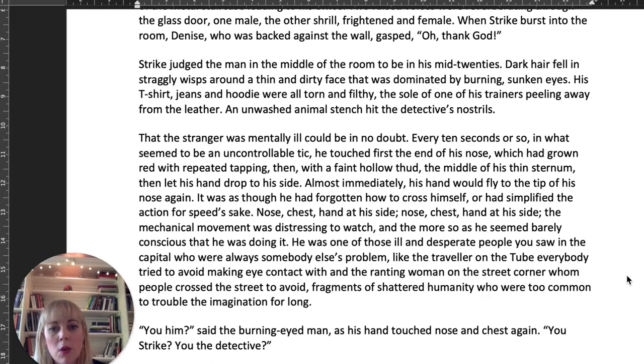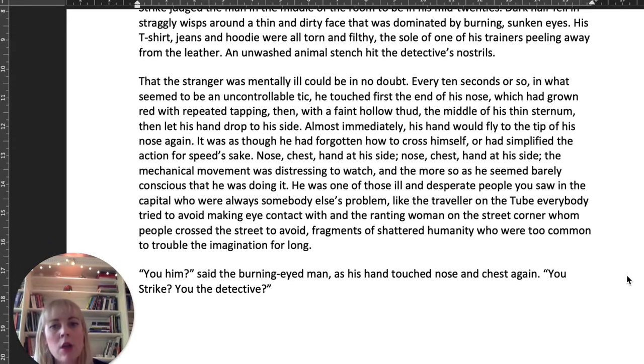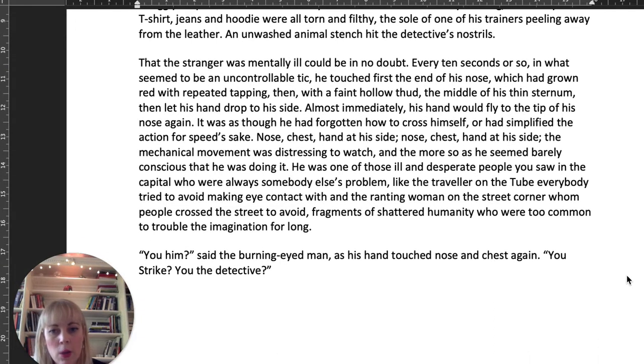The mechanical movement was distressing to watch, and the more so as he seemed barely conscious that he was doing it. He was one of those ill and desperate people you saw in the capital, who were always somebody else's problem, like the traveller on the tube everybody tries to avoid making eye contact with, and the ranting woman on the street corner whom people cross the street to avoid. Fragments of shattered humanity, who were too common to trouble the imagination for long. "You him?" said the burning-eyed man as his hand touched nose and chest again. "You Strike? You the detective?"